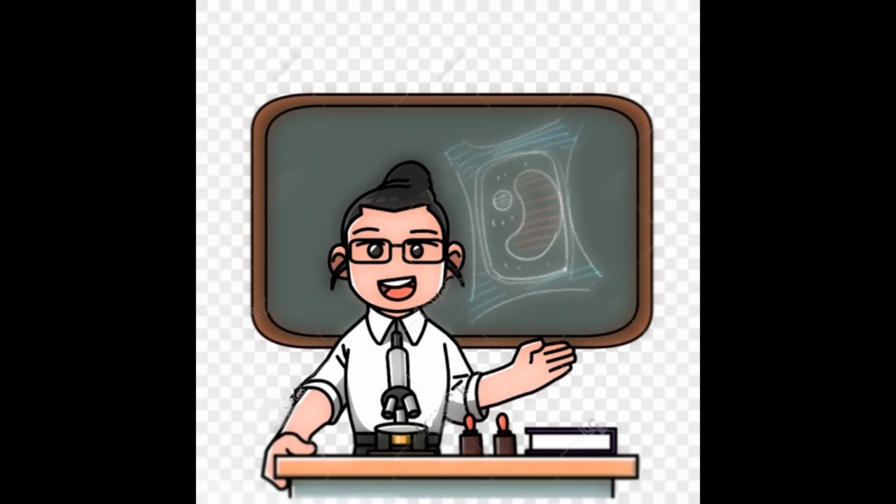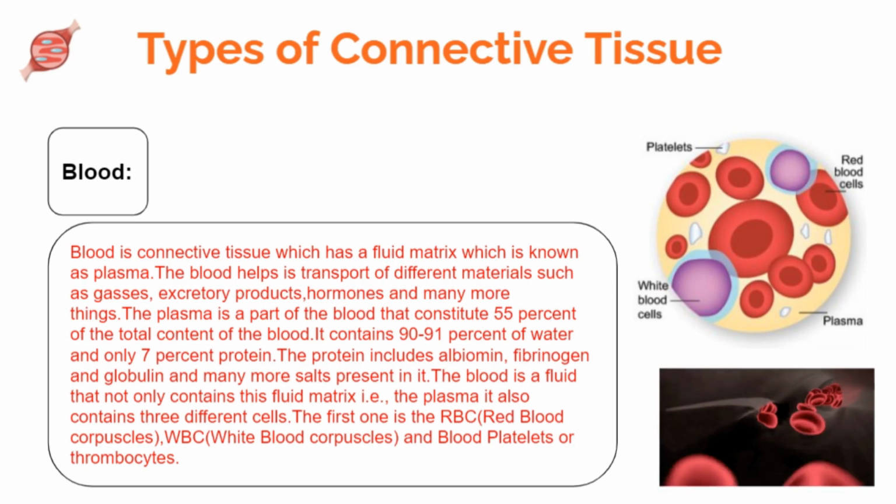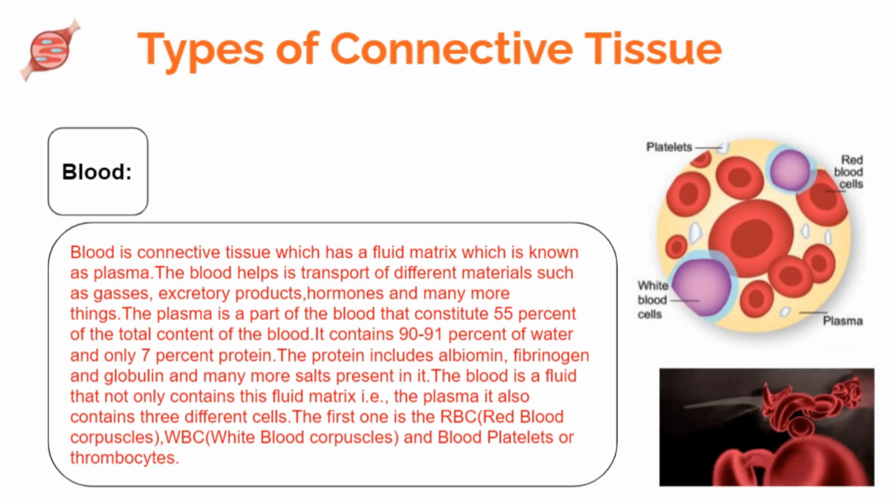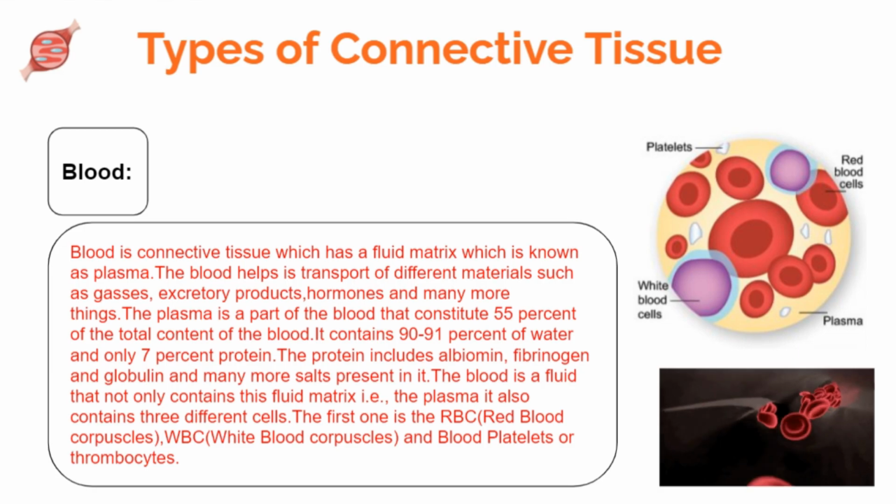So, these tissues are of many types. The first type that we shall talk about is the blood. The blood is a connective tissue which has a fluid matrix which is known as plasma. We are generally talking about blood plasma when we suffer from a disease, because the plasma of the blood contains many important proteins that are necessary to be studied by the scientists so that we can know about the content of it.